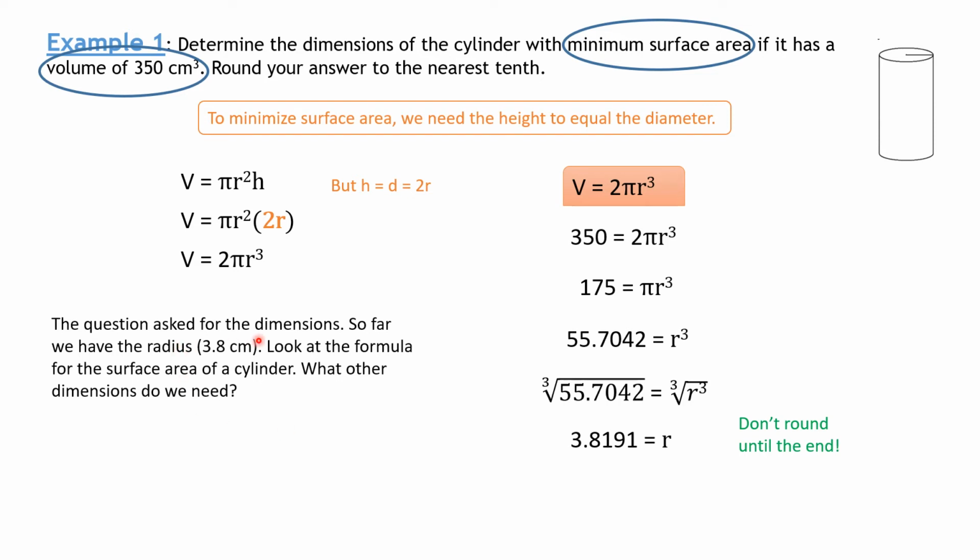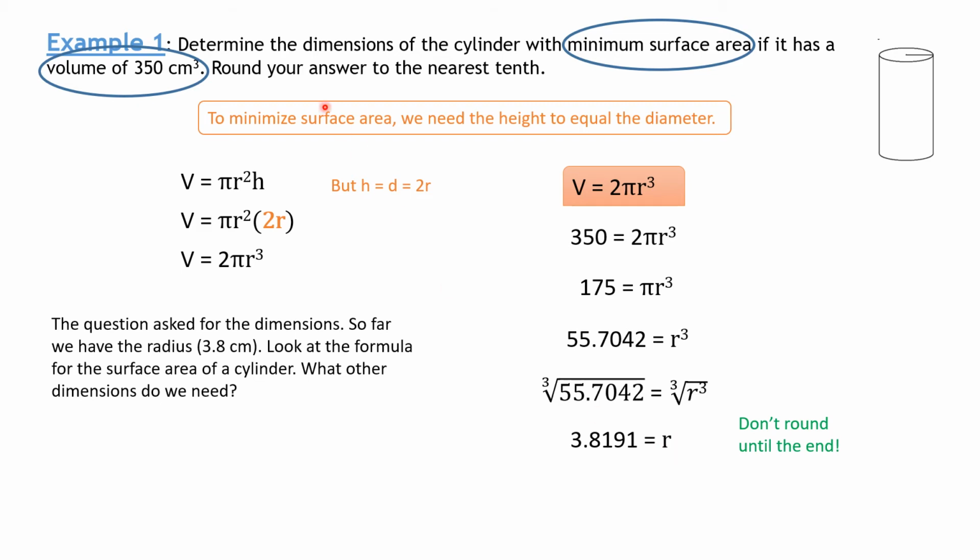The question was asking for the dimensions up here. Determine the dimensions. So far we have the radius. That's just 3.8 approximately. Now I want you to look up the formula for the surface area of a cylinder. What other dimensions do we need? It said determine the dimensions. It didn't tell us exactly what that is, so we've got to figure that out. Radius is definitely one of them.